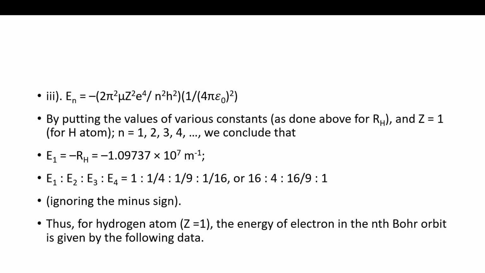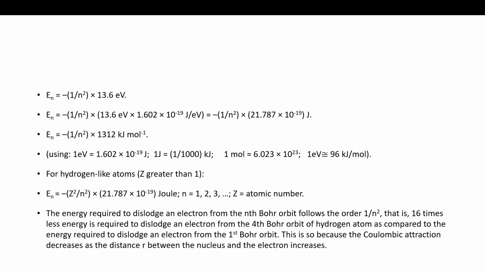Energy calculation, the equation has been given here. By putting various values, we find that the ratio E1 : E2 : E3 : E4 equal to 1 : 1/4 : 1/9 : 1/16. You see, ignoring the minus sign, just for hydrogen atom, Z equals 1, the energy of electron in the nth Bohr orbit is given by the following equation: minus 1 upon n square into 13.6 electron volt, where n is the number of the Bohr orbit.